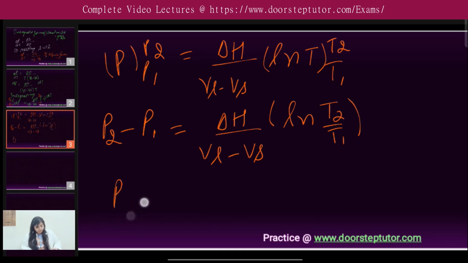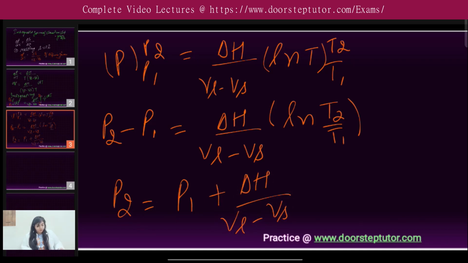So P2 will become equal to P1 plus delta H upon the volume of liquid minus the volume of the solid, into the natural log of T2 by T1. That means if one of the pressure conditions we know, and the delta H for the fusion process and the change in volume are given, we can find the value of the pressure at the other temperature conditions that could have been asked in the questions.